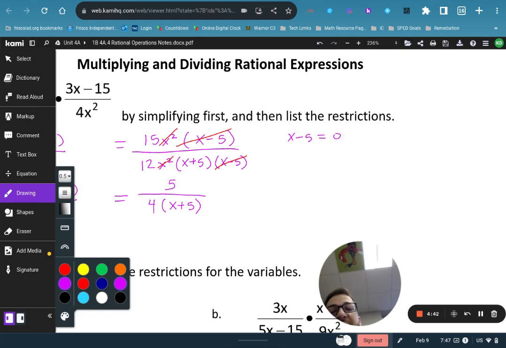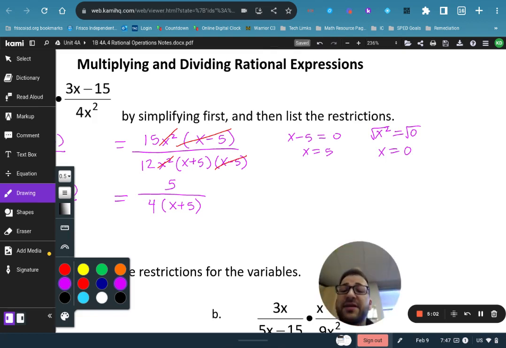I can set that equal to 0, and that would give me x is equal to 5 as a restriction. I have my x squared that canceled out, so I can set that equal to 0. Square rooting both sides, we would get x is equal to 0, because the square root of 0 is just 0. So x is equal to 0 is a restriction.